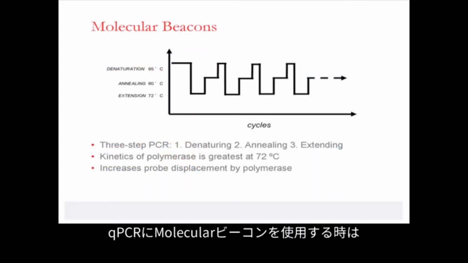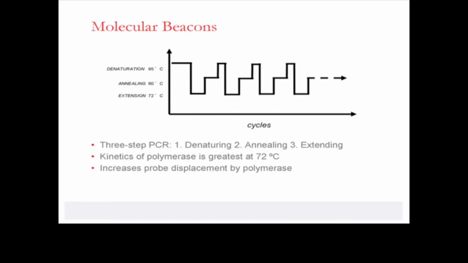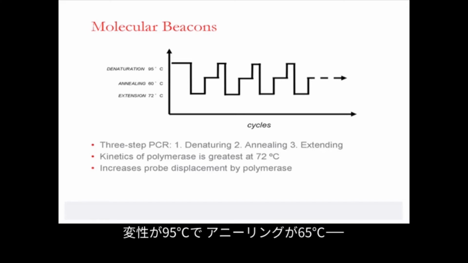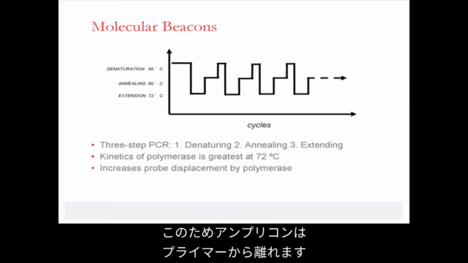When using molecular beacon probes for qPCR, it is often recommended to use a 3-step qPCR cycle with separate annealing and extension steps. This is the PCR cycle used for standard endpoint PCR, such as denaturation at 95 degrees, primer annealing at 65, and extension of the Taq at 72 to 74 degrees. By raising the temperature to 72 degrees, Taq is at its optimal kinetic temperature to function, which is enzymatically favorable and moves along the strand more quickly to encourage displacement. This is why the amplicon is also situated further away from the primer.